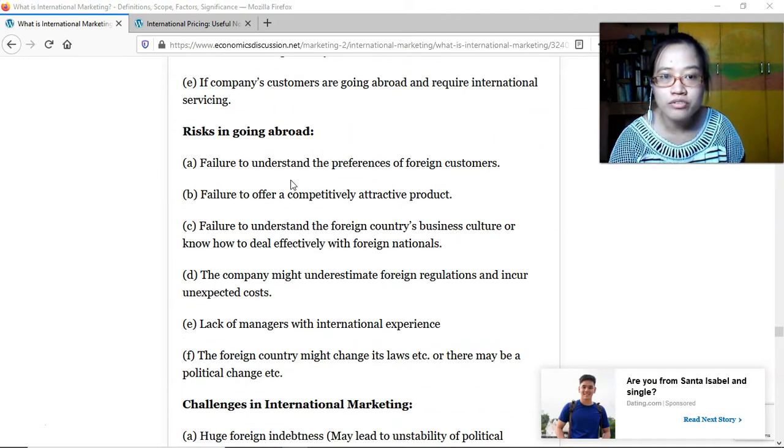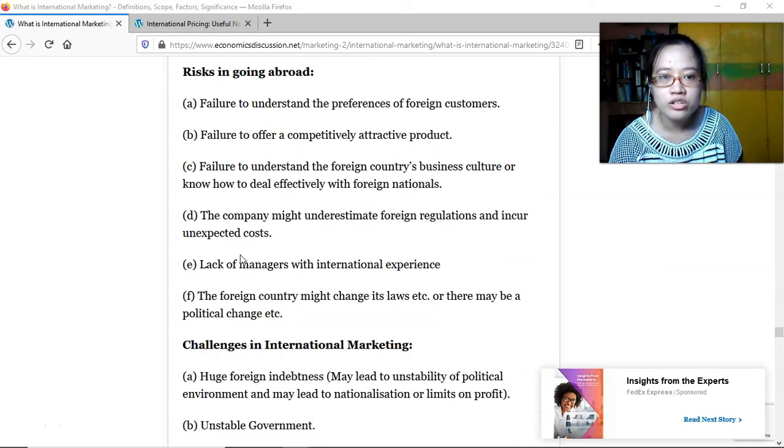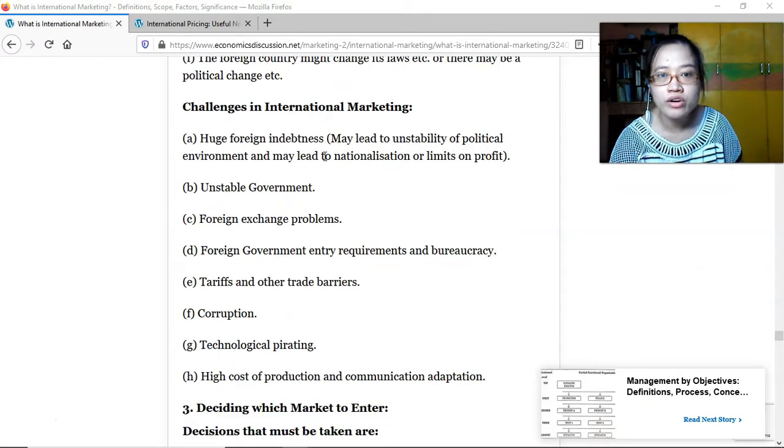Risk in going abroad: failure to understand the preferences of foreign customers, failure to offer a competitively attractive product, failure to understand the foreign country's business culture, or know how to deal effectively with foreign nationals. The company might underestimate foreign regulations and incur unexpected costs. Lack of managers with international experience. The foreign country might change its laws, or there may be a political change. Challenges: huge foreign indebtedness could result.